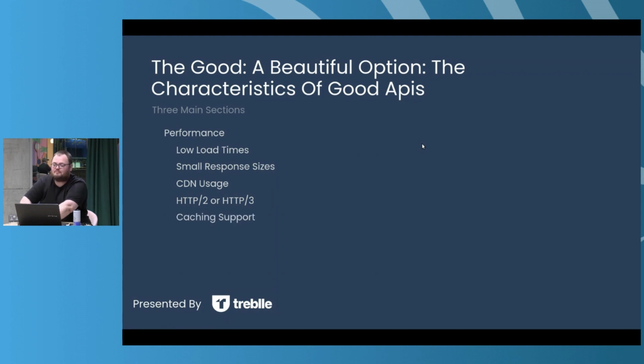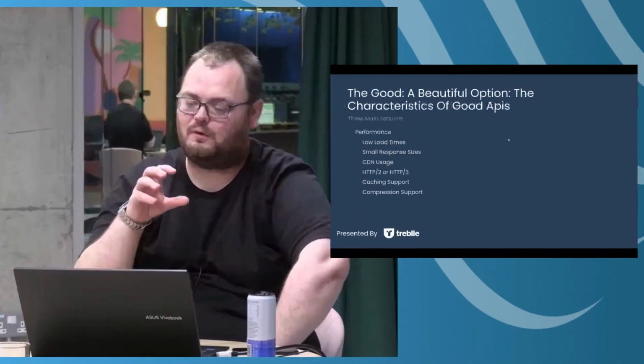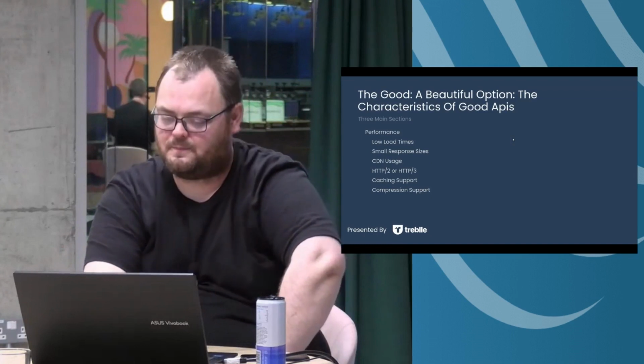Caching support. Cache what you can. And compression support. If you don't use HTTP 2, at least compress it. So that's the characteristics of a good API. Now, there are millions more that we could go into, but for Treblle, those are the core elements of what makes a good API.